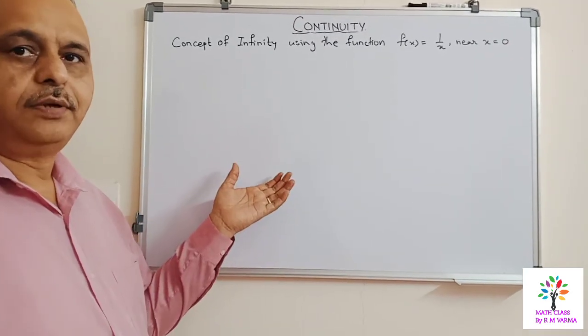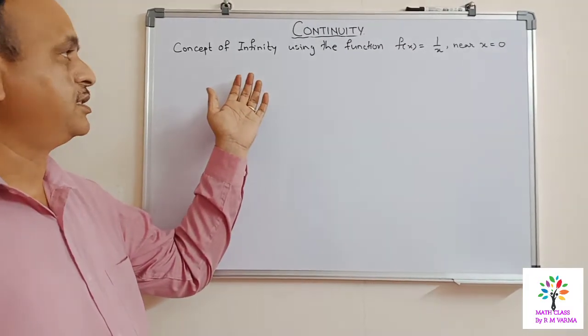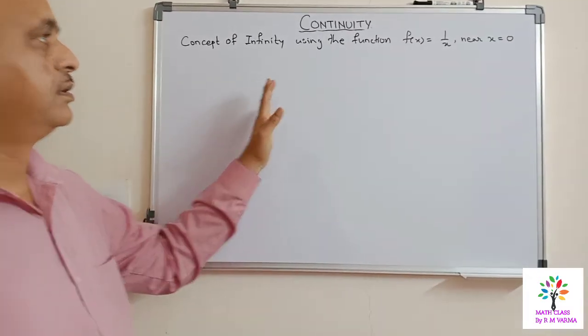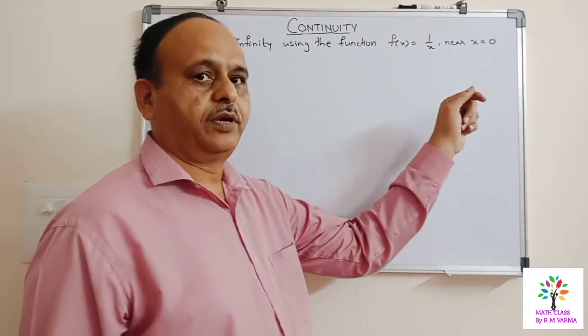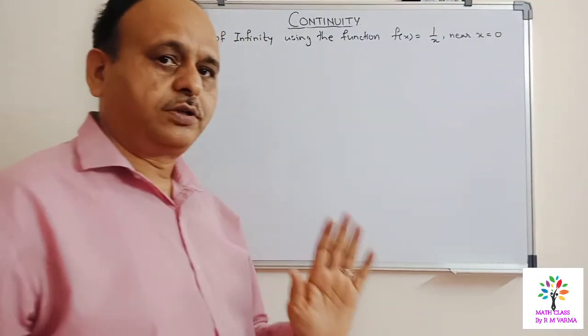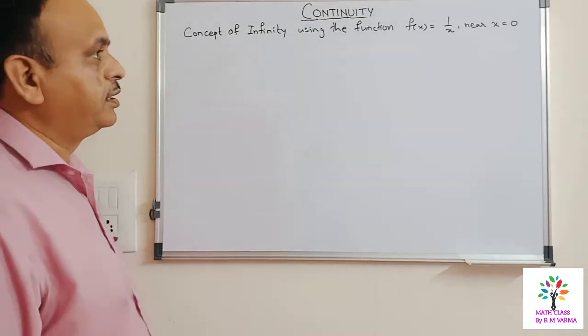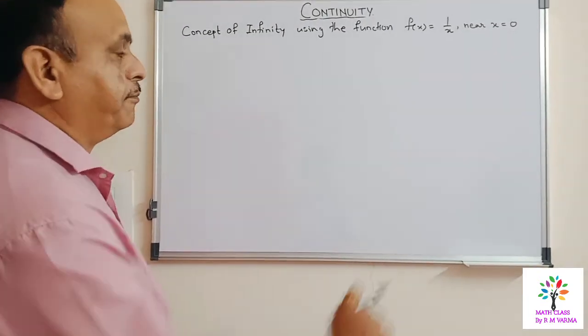The previous sum led us to the concept of infinity. Let us try to understand the concept of infinity using the function f(x) equals 1/x when x is very near to 0. I am not saying it is 0, very near to 0. Now very near to 0, what does that mean?